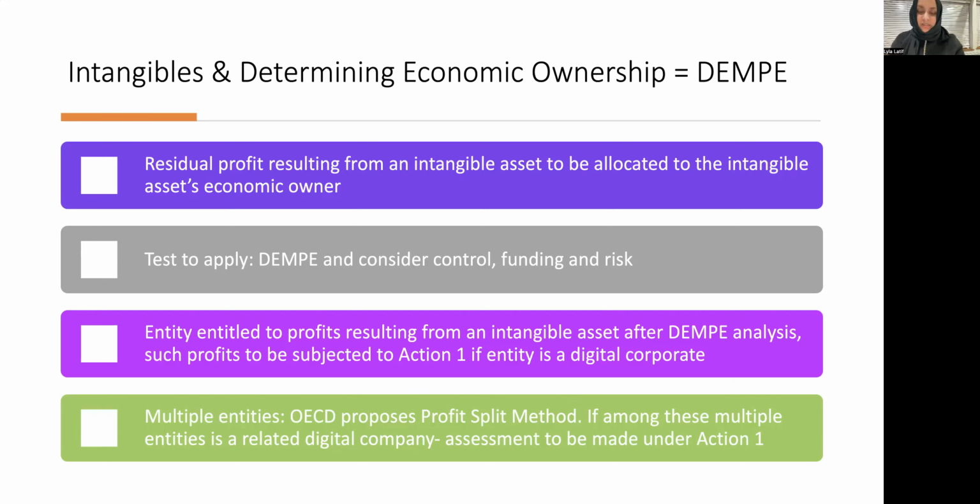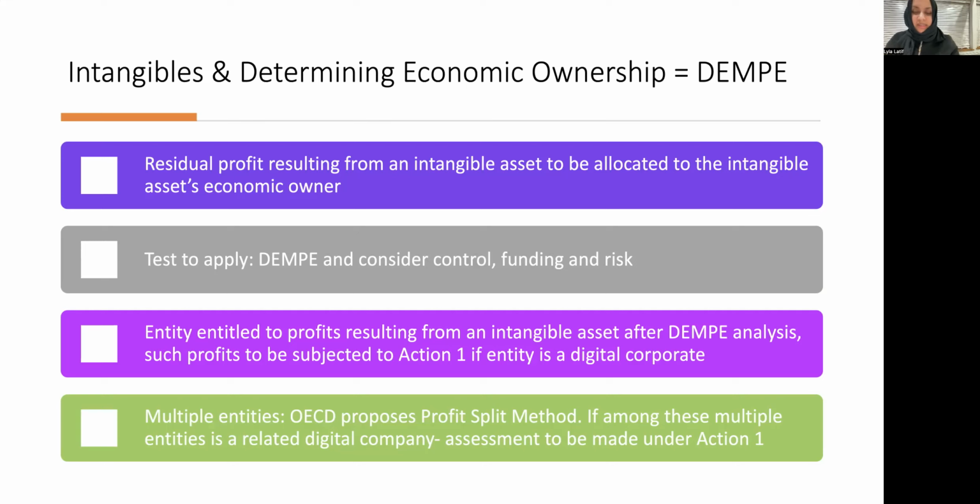The revised OECD transfer pricing guidelines for multinational enterprises state that if an entity only has the legal ownership of an intangible asset and not the economic ownership, then that entity should only receive a limited amount of remuneration for its legal ownership. The residual profit resulting from that intangible asset, on the other hand, should be allocated to the intangible asset's economic owner.